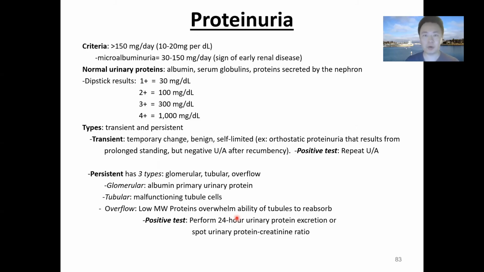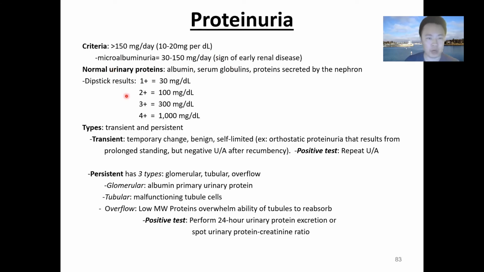Now, proteinuria here. Uria again means urine, and protein, that's pretty self-explanatory. It's protein. Now, the criteria for having protein in the urine would be greater than 150 milligrams per day, which is around 10 to 20 milligrams per deciliter. And albuminuria here is 30 to 150 milligrams per day, and that is a sign of early renal disease. Okay, albumin is also a type of protein, as you remember from previous lectures.